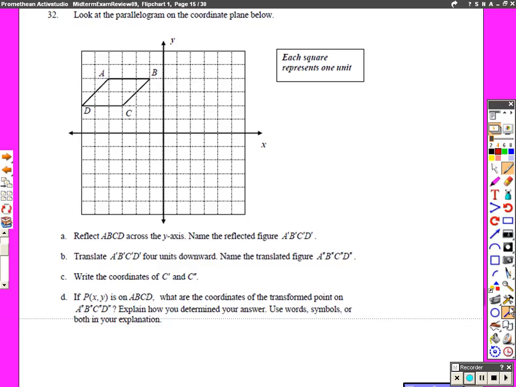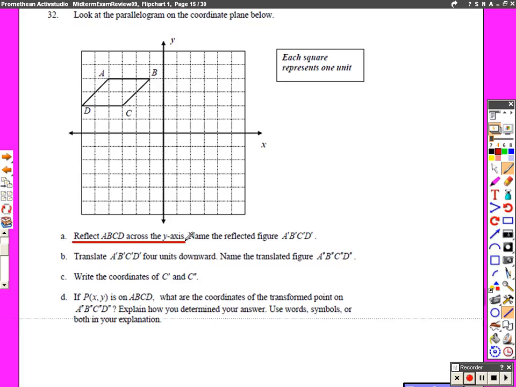Problem number 32. When you start by looking at this parallelogram, you realize that they're going to do transformations, which means they're going to slide, flip, and do some other things to it. So let's start with section A. It says to reflect it about the y-axis.